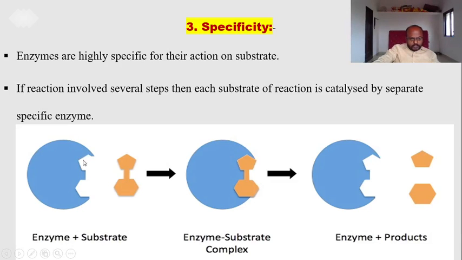The enzyme has this active site, and a similar active site is also present on the particular substrate, and only this substrate is acted on by the enzyme. That means the enzyme-substrate complex is formed, and then the enzyme produces the product. Suppose there is a separate substrate, then this enzyme cannot act on this other substrate, because this substrate is specific for this enzyme, and this is the specificity of the enzyme.